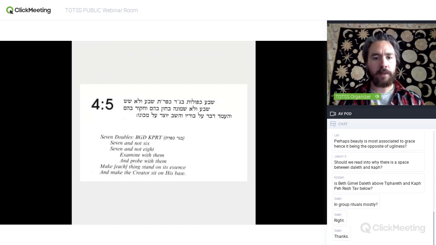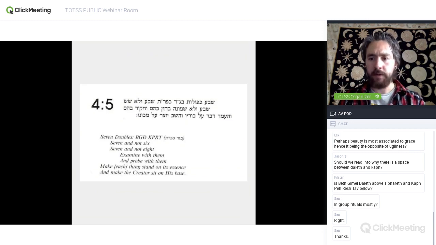Kaplan in his commentary talks about this idea of examining with them and probing with them. He talks about the idea that the double letters could be thought of as tools that we use in exploring the universe, exploring reality. We use them to probe and to examine. So that was an interesting idea.